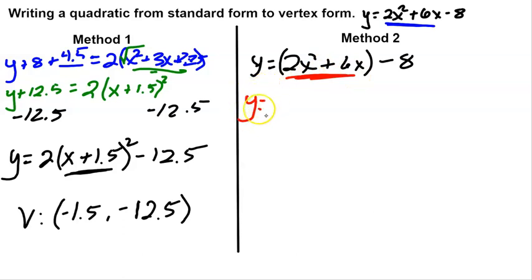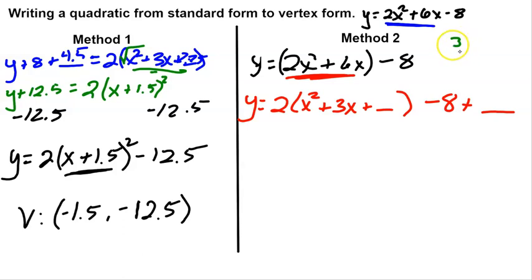So right now, if I factor out a 2, I'm left with x squared plus half of 6 is 3, that's 3x plus blank. And then I have a minus 8, and I'm going to put a plus blank on the outside here. Now I need to complete the square here. So to complete the square, I'm going to take my b, which is 3, divide that in half, which is 1.5, and I square it, and that gives me 2.25. So this is 2.25.